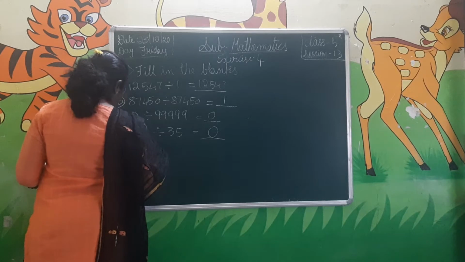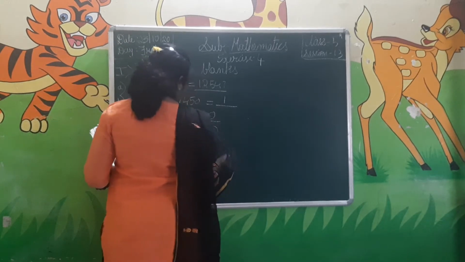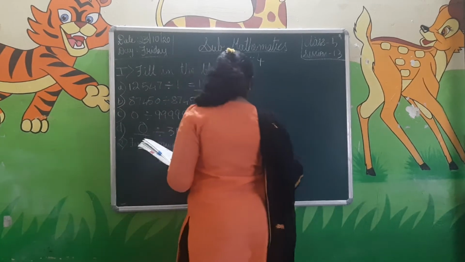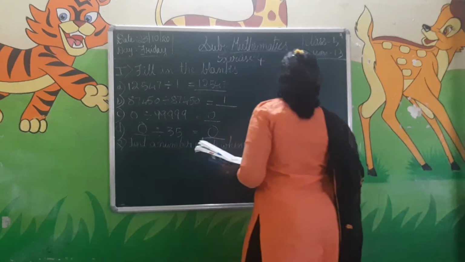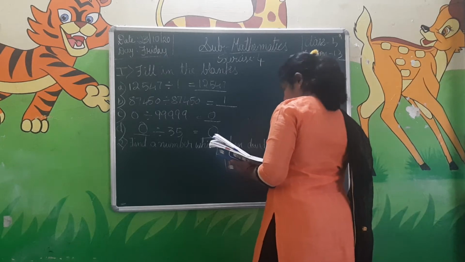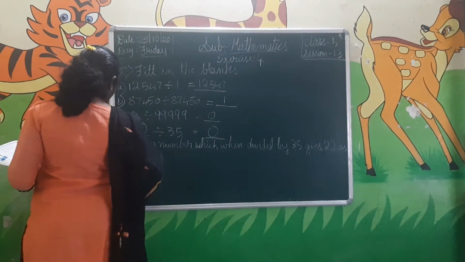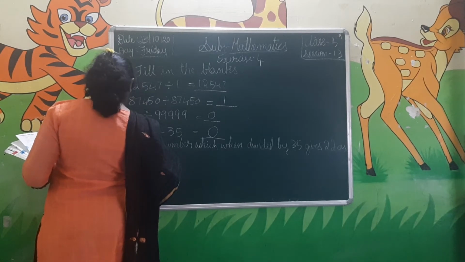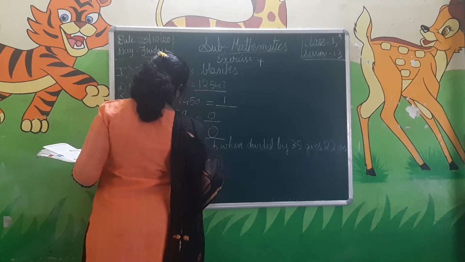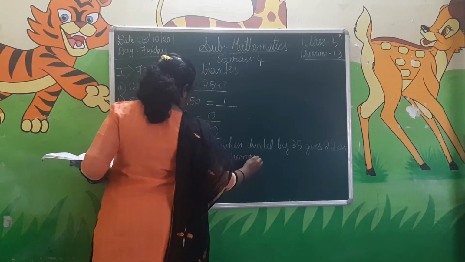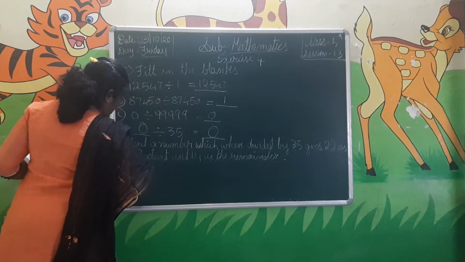Find a number which when divided by 35 gives 22 as the quotient and 14 as the remainder. We don't know the dividend, so we have to find the dividend.